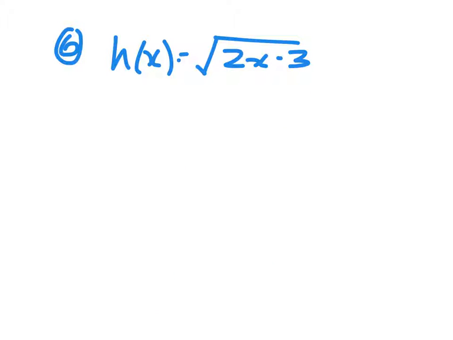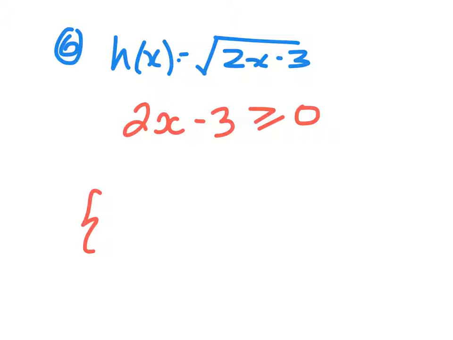Question 6. What's the largest possible domain? Well, in this question we've got a square root. So therefore the largest possible domain is when this thing here, 2x minus 3, which is inside the square root, is bigger than or equal to 0. So we need to solve that, and then we need to write the domain in set builder notation. I'll let you finish that one off.